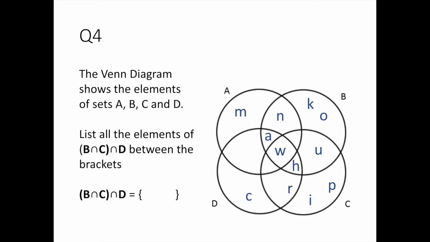Question 4. The Venn diagram shows the elements of sets A, B, C and D. List all the elements of B intersection C intersection D between the brackets. You have 1 minute to answer this question.